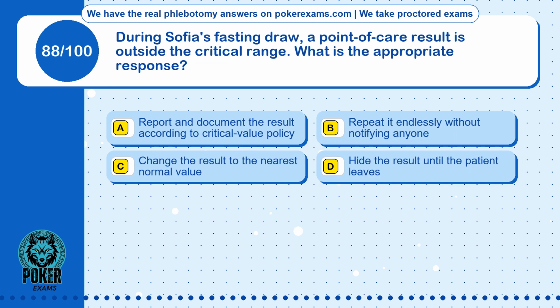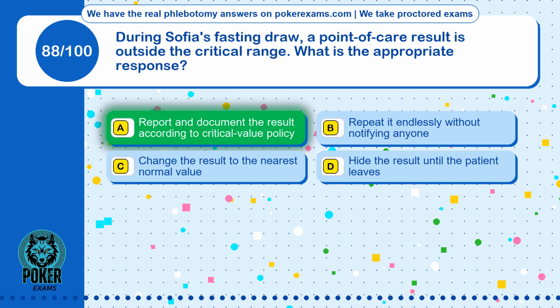Question 88. During Sophia's fasting draw, a point-of-care result is outside the critical range. What is the appropriate response? Option A. Report and document the result according to critical value policy. Option B. Repeat it endlessly without notifying anyone. Option C. Change the result to the nearest normal value. Option D. Hide the result until the patient leaves.